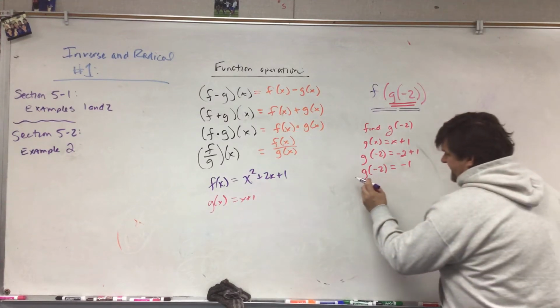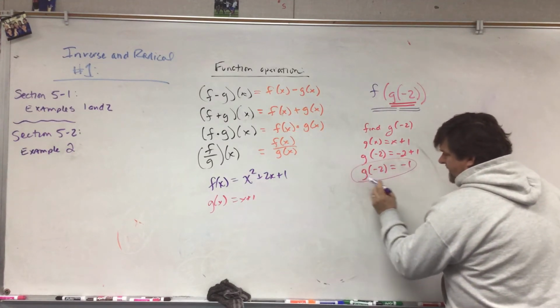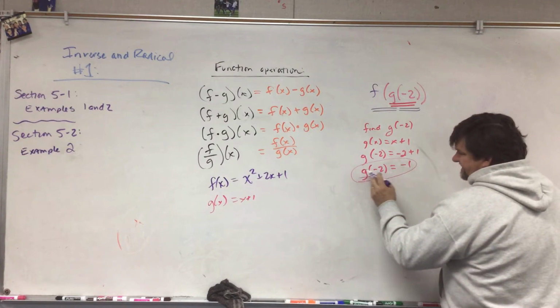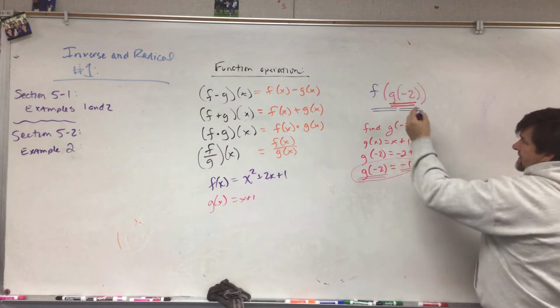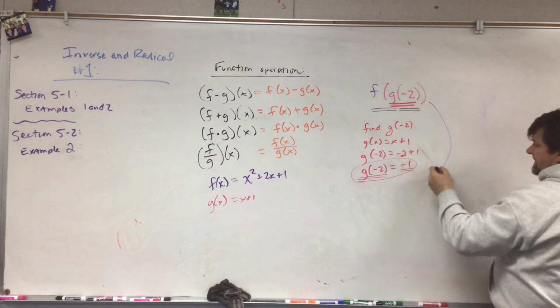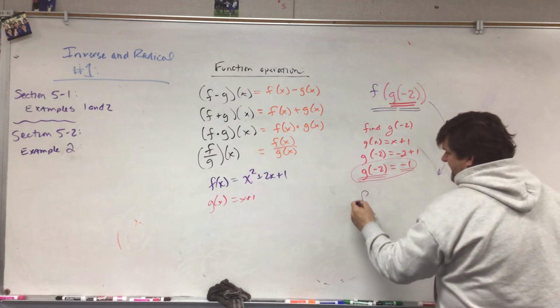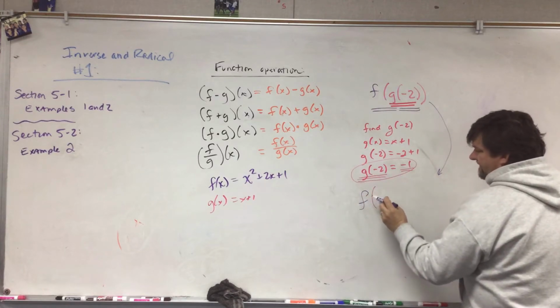This is the piece of information I'm going to use. Because now I know that g of negative 2 equals negative 1. So now my new equation, I'm going to bring it down here, is f of negative 1.